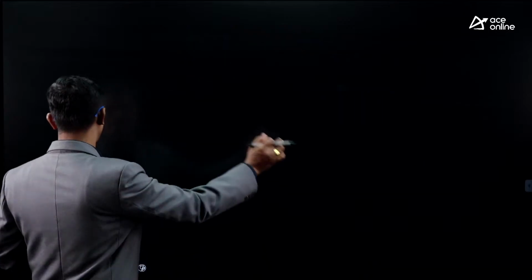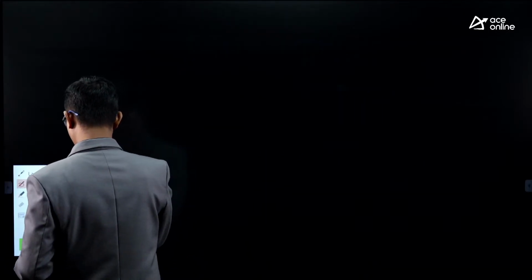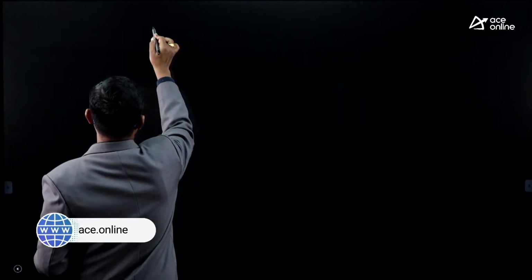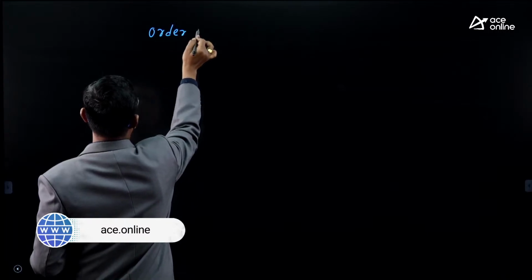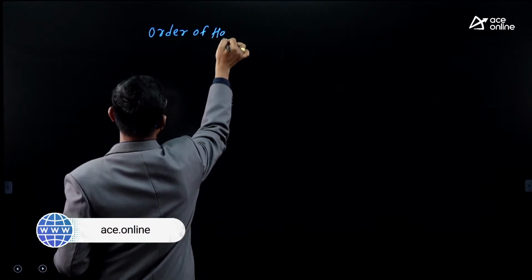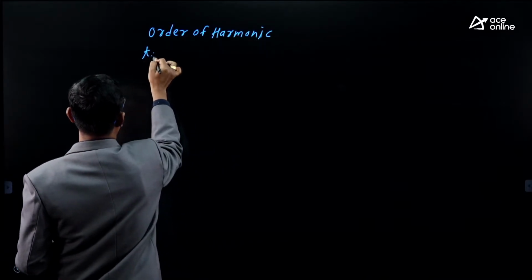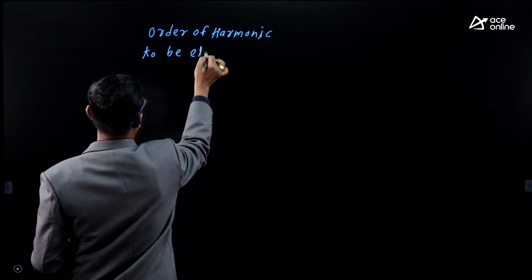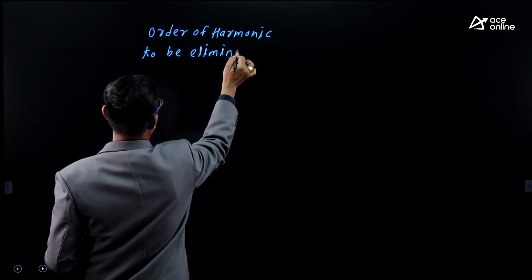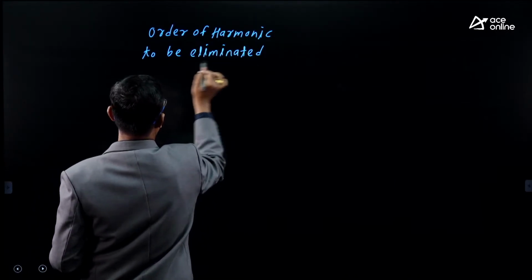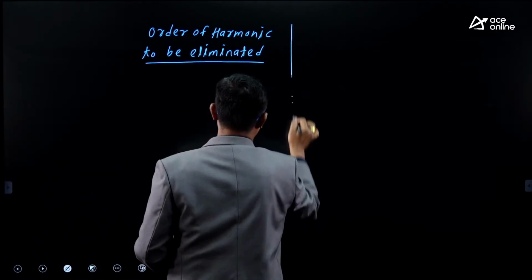Next, let me prepare a table. Order of harmonic to be eliminated, and required pulse width.